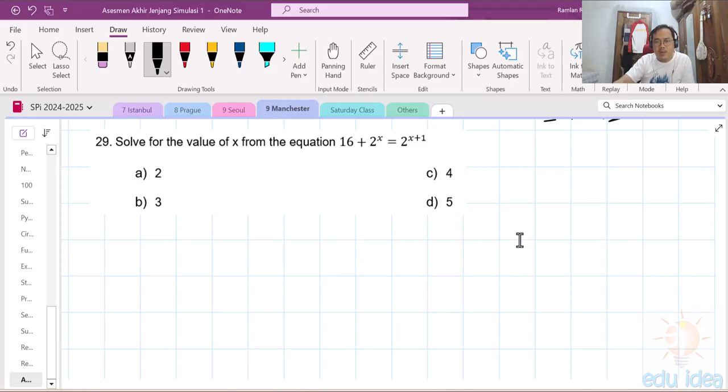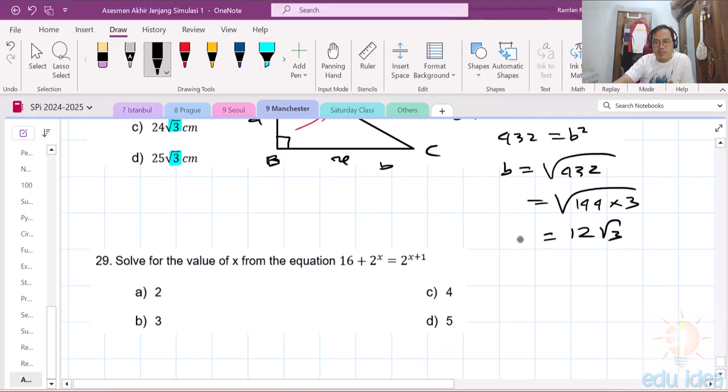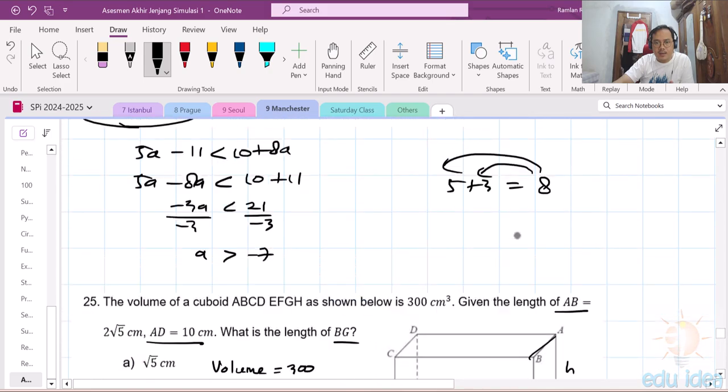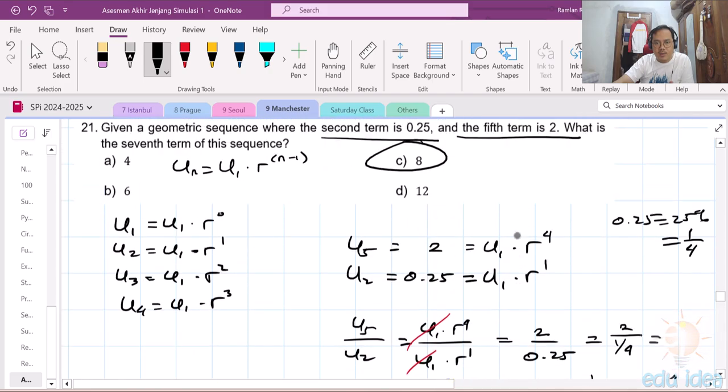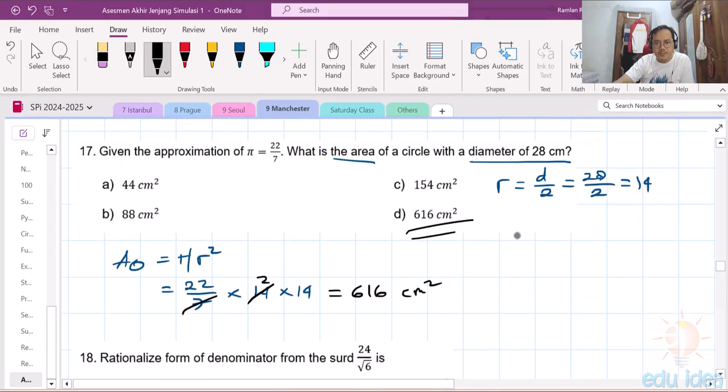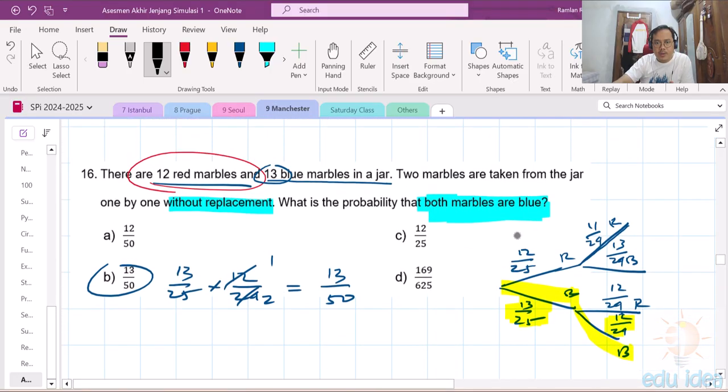This is different from the one that we did before, because the one that we did before, I forgot what number it was, is when the base is 3. I forgot. Let me just scroll up a little bit. Where is it?